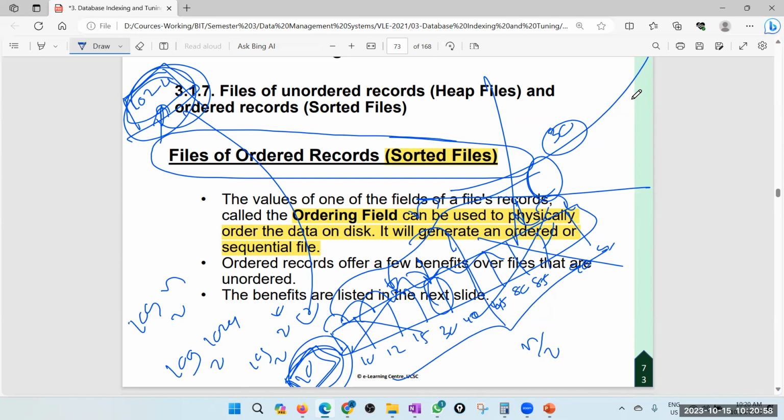So if anyone asks what is the advantage of having a sorted file, we can do a binary search, which reduces the number of block accesses. Not by 1 or 2, right? Sometimes by 1,000 times. Where you have to do 1,000 accesses, here we have to do only maybe 10 accesses, and we get the data.